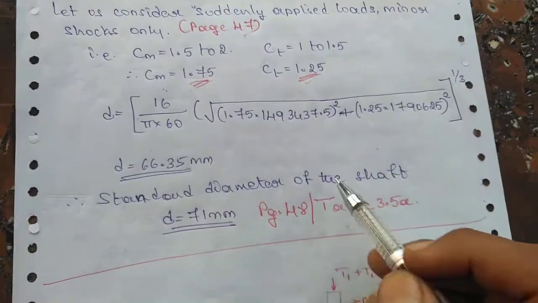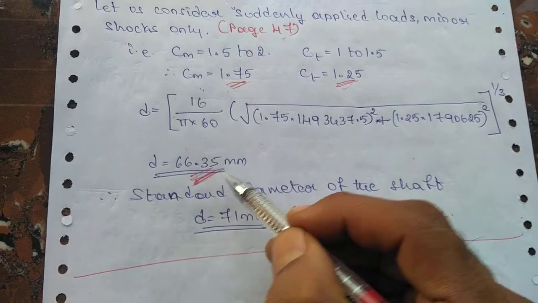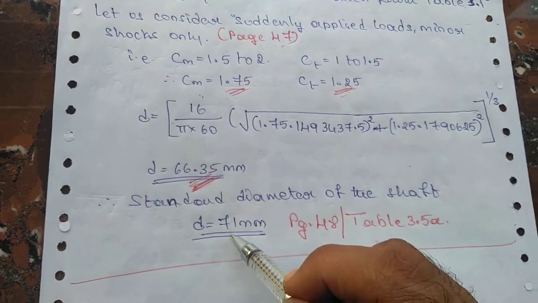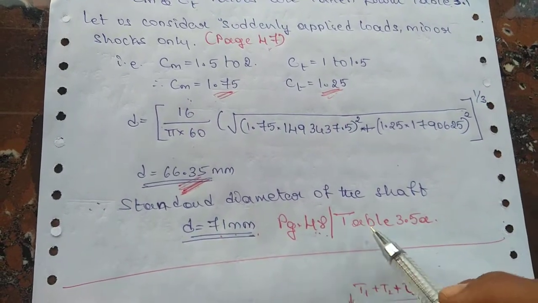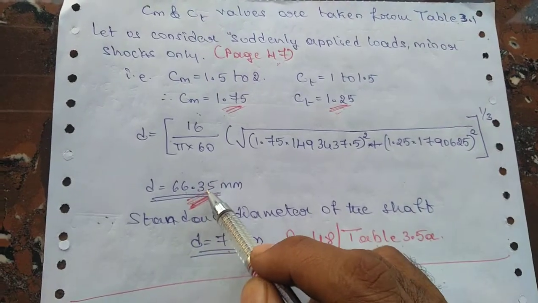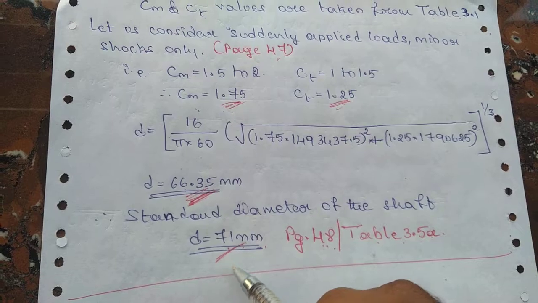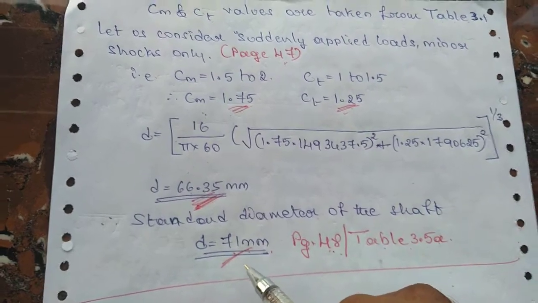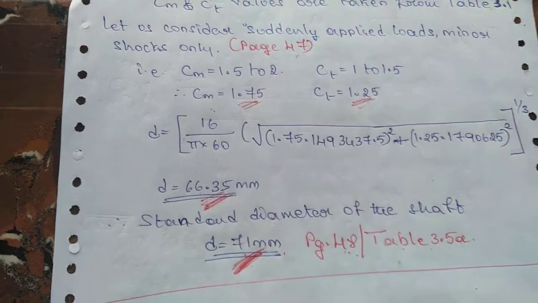After that, we have to calculate the standard diameter of the shaft. This is the obtained value. You can write this, no problem, or else you have to determine the standard diameter of the shaft. That is page number 48 in the third edition, table number 3.5a. You will come to know that after 66.35, the immediate next number in the data handbook is diameter equal to 71 mm. So this is the standard diameter which you had to calculate. Thank you.